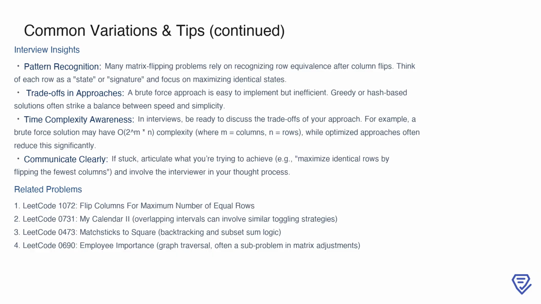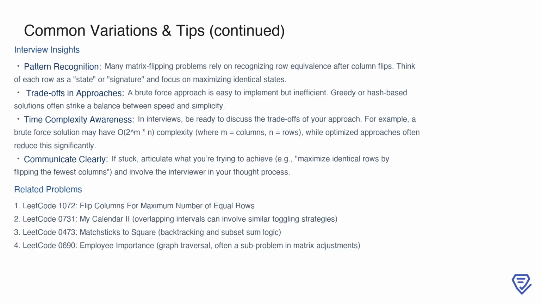Additionally, always be aware of the time complexity of your solution. For instance, a brute force approach might have a complexity of 2 to the power of m times n, where m is the number of columns and n is the number of rows. Optimized solutions significantly reduce this complexity. During an interview, communicate your thought process clearly. If you get stuck, explain what you're trying to achieve, such as maximizing identical rows with minimal column flips, and involve the interviewer in discussing potential strategies. Finally, exploring related problems, like matching subsets or graph traversal challenges, can help you build a stronger foundation for solving matrix-related problems.